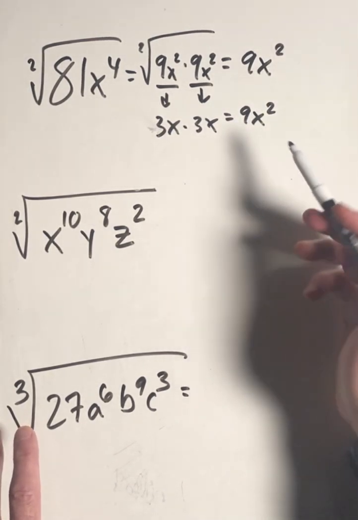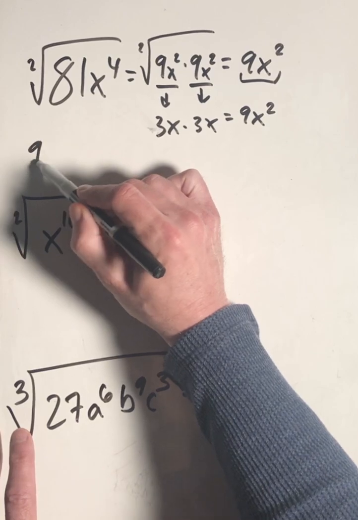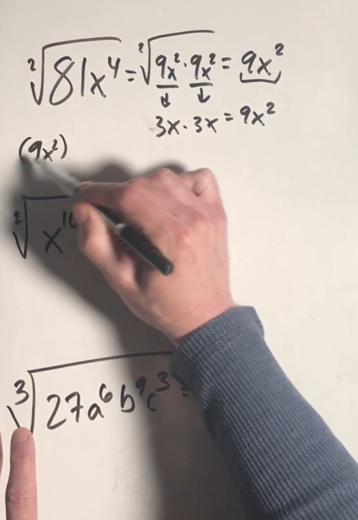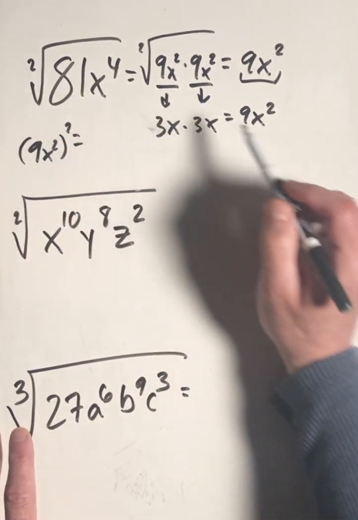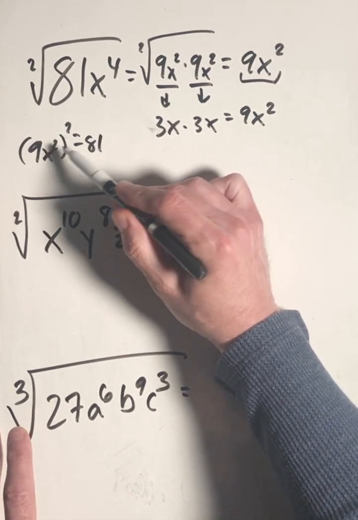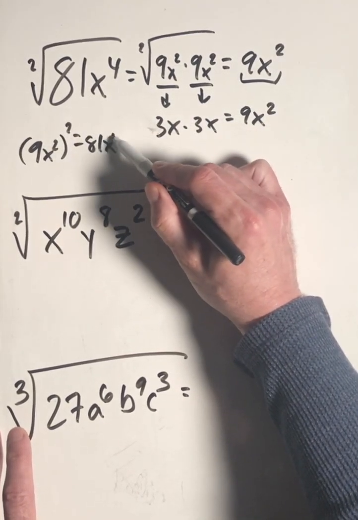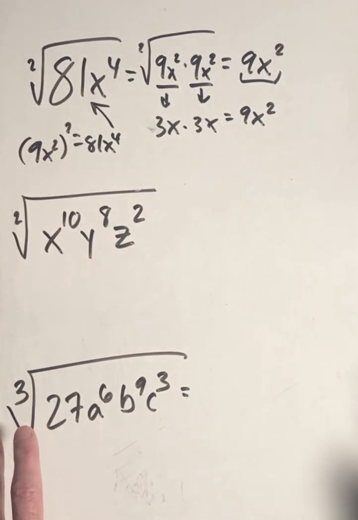So if you wanted to double check this, we would always take the number outside, or the number that we solved for, 9x squared, and raise it to the power of the index. So we take 9 squared, or 9 times 9 is 81, and x squared squared would be x squared times x squared, which would be x to the 4th, and that's what we have inside our original radicand, so we know we're correct.